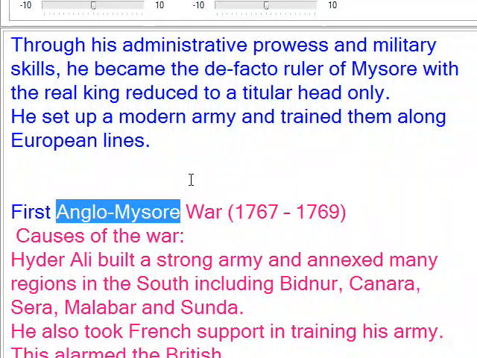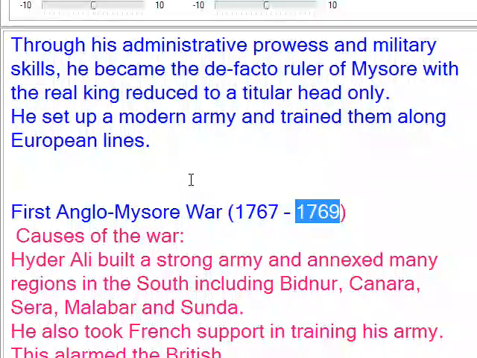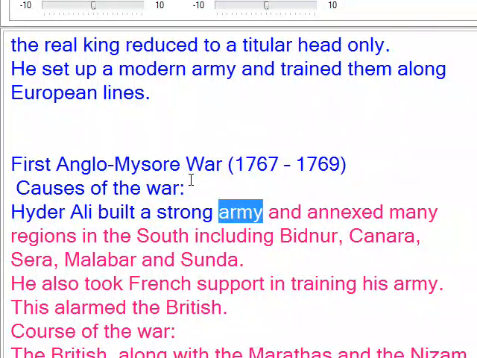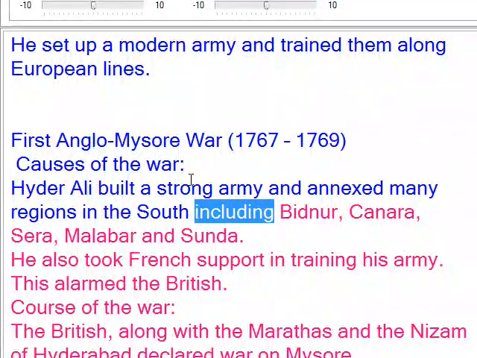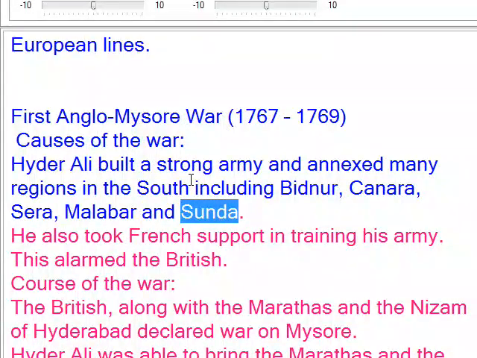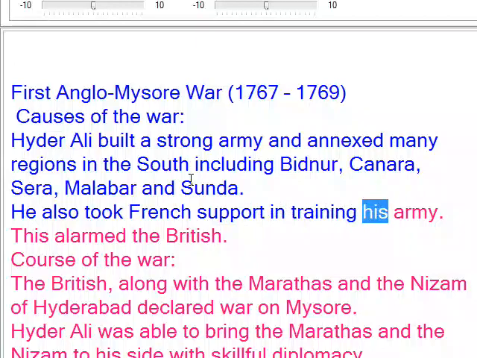First Anglo-Mysore War, 1767-1769. Causes of the war: Hyder Ali built a strong army and annexed many regions in the south including Bidnur, Kanara, Sira, Malabar and Sindh. He also took French support in training his army.